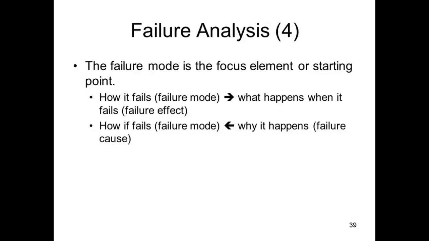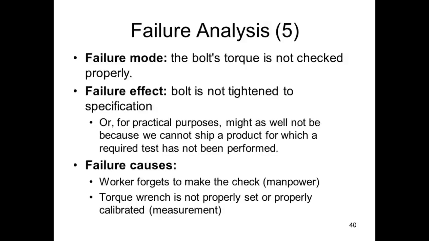How it fails is the failure mode. Why it happens is the failure cause. Failure mode, the bolt's torque is not checked properly. That could also be because of the torque wrench not being calibrated properly, although the Shigeo Shingo example focused on the worker forgetting. But that's the starting point.